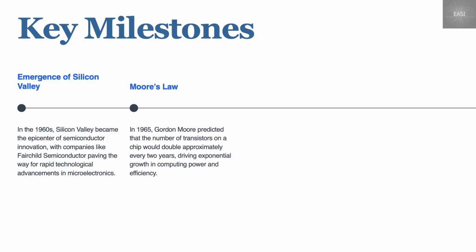Now, let's discuss Moore's Law. In 1965, Gordon Moore predicted that the number of transistors on a chip would double approximately every 2 years. Moore's Law not only acted as the guiding principle but also became the self-fulfilling prophecy that set the path and the pace for the entire industry, forcing companies to keep up with their competitors for both miniaturization and performance.